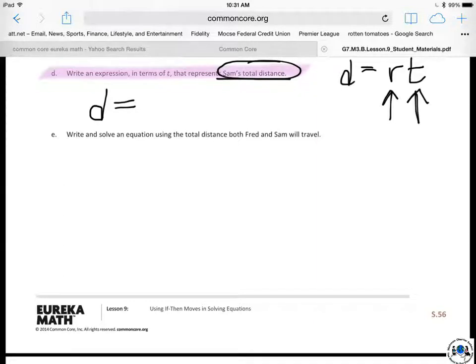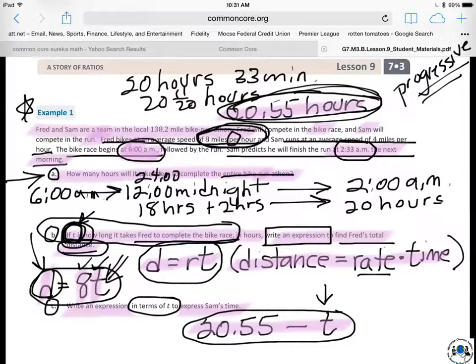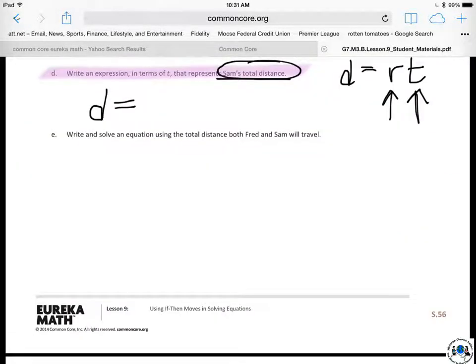Well, if we go back to our original problem, we will see a rate for Sam, and we can see that right here in my big mess, 4 miles per hour. So Sam's going to run at 4 miles per hour. So it's going to be 4 times something. Now we need to find that t.